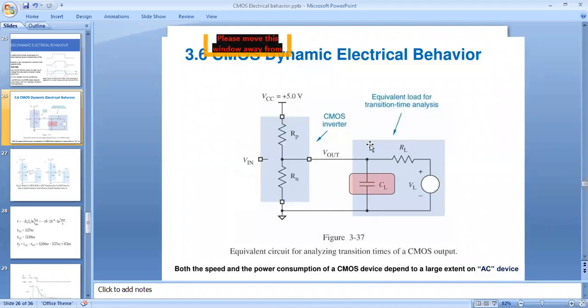Draw this circuit, which is mentioned as the equivalent circuit for analyzing transition times. Below the equivalent circuit, you must represent all parameters. Take RP. RP is a P channel equivalent resistance. And RN. RN is a N channel equivalent resistance.